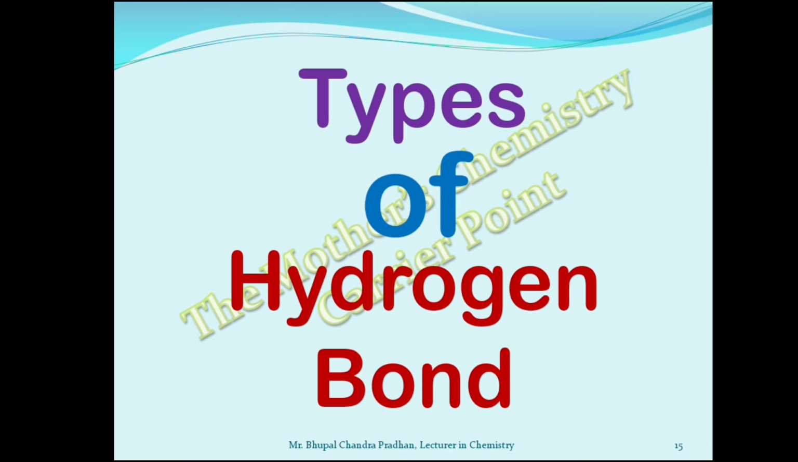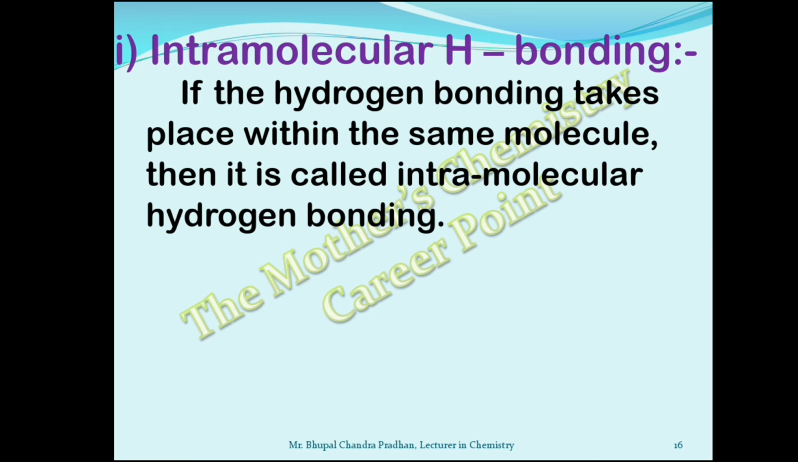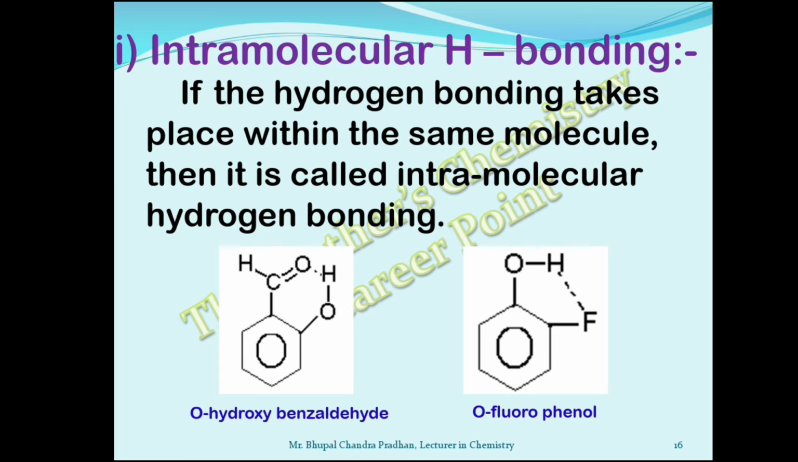Types of hydrogen bonding. Hydrogen bonding is of two types: intramolecular hydrogen bonding and intermolecular hydrogen bonding. First, intramolecular hydrogen bonding. If the hydrogen bonding takes place within the same molecule, then it is called intramolecular hydrogen bonding. For example, in the case of ortho-hydroxybenzaldehyde, the hydrogen bonding carried out between the oxygen of the carbonyl group and the H of OH is an example of intramolecular hydrogen bonding. In the case of ortho-fluorophenol, it can also be carried out likewise.